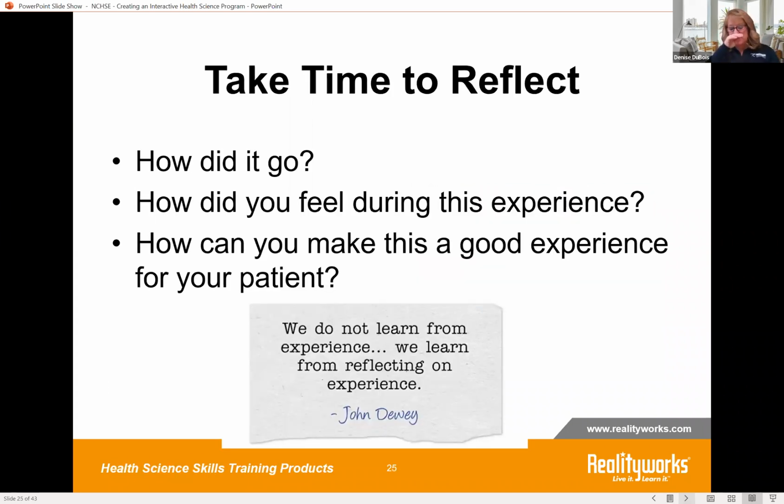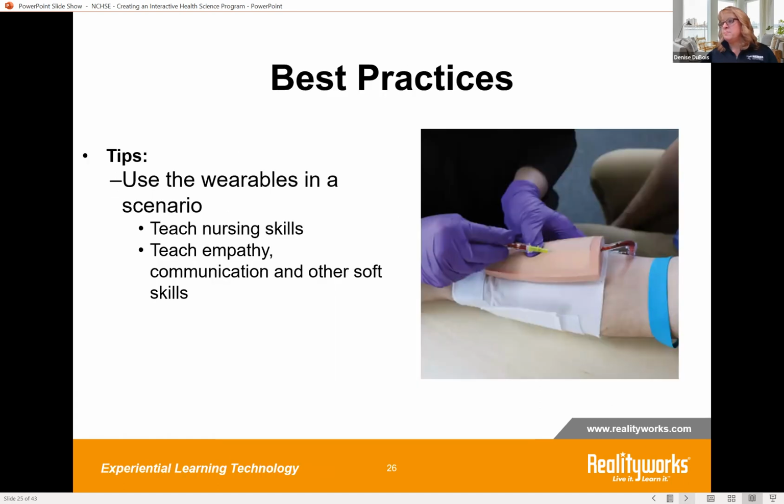And here are a few good questions at the end of the experience that we would recommend you use. There are many, many more. But again: how did it go? How did you feel? How could you make this a good experience for your patient if they had a condition like the one that you experienced? How will this change the way you interact with patients that have these conditions in the future? What did it feel like to be the person with it? What was the most difficult thing? Any insights, the aha moments they can share, but reflection is really, really important.